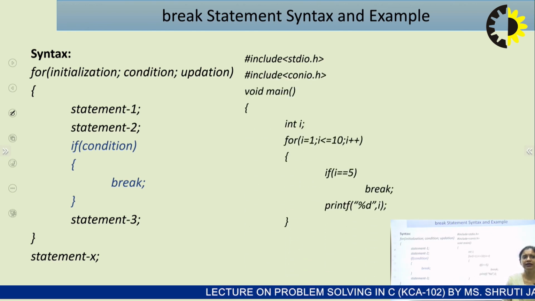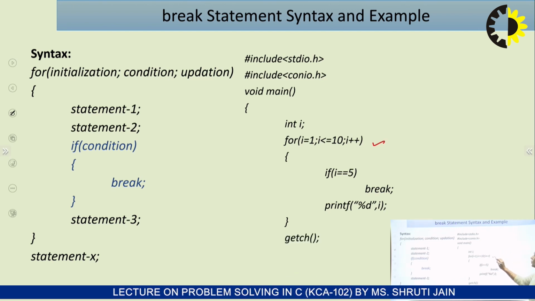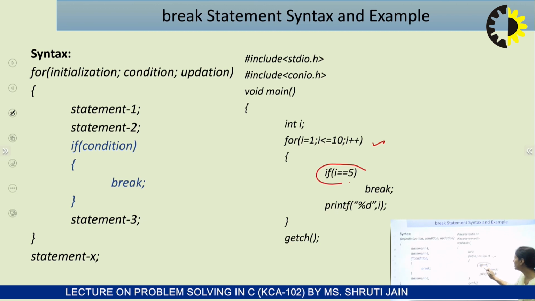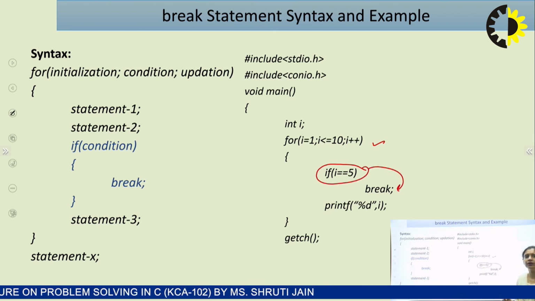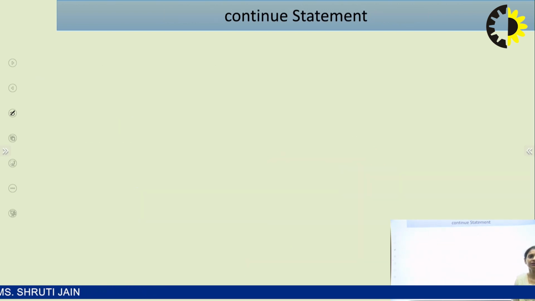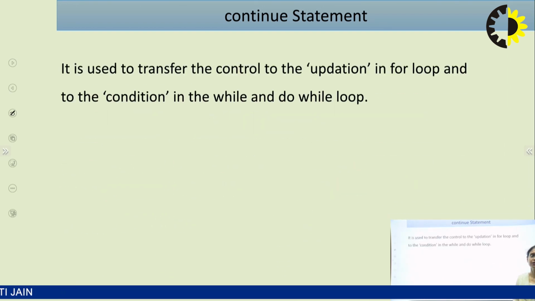If we look at the example, in this for loop, when the value of i becomes 5, it breaks. That means this loop will execute only till the value 5. Because as soon as the value becomes 5, it breaks, it comes out of this for loop and executes the rest of these statements. Continue is just the opposite.